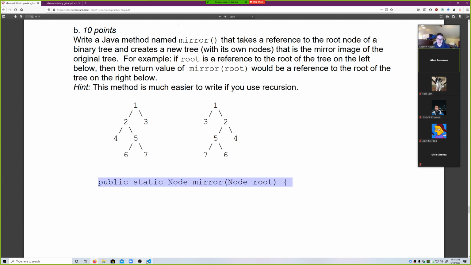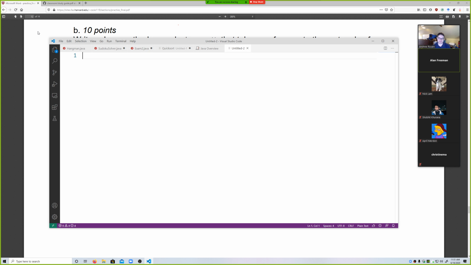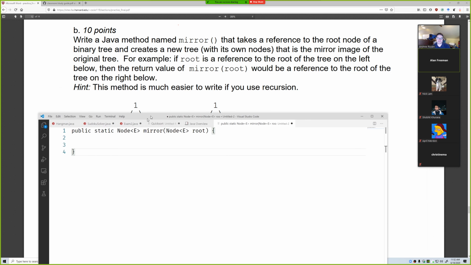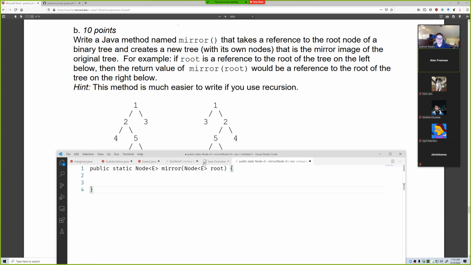So I'm going to use, because I prefer doing it the way that I would hope that you would do it, a Node E. Right? So we're going to mirror. So the idea here is, let's just look at the root case. Where do we start? Always start with, what if the root is nothing? If the root is null, what's the mirror of null? It's just null.